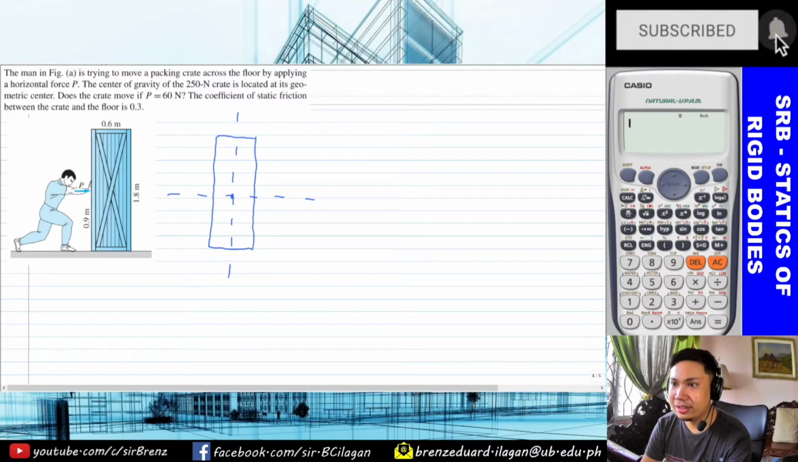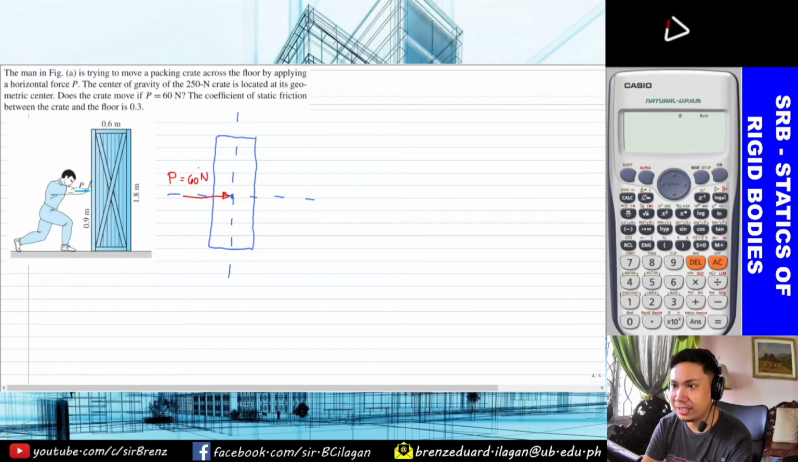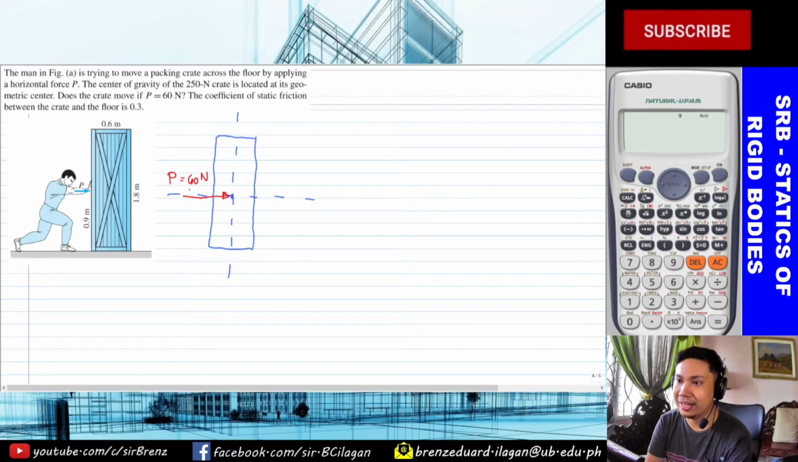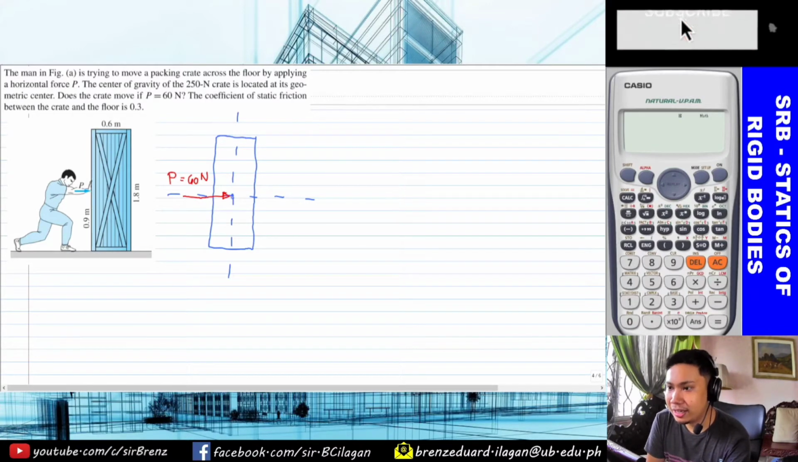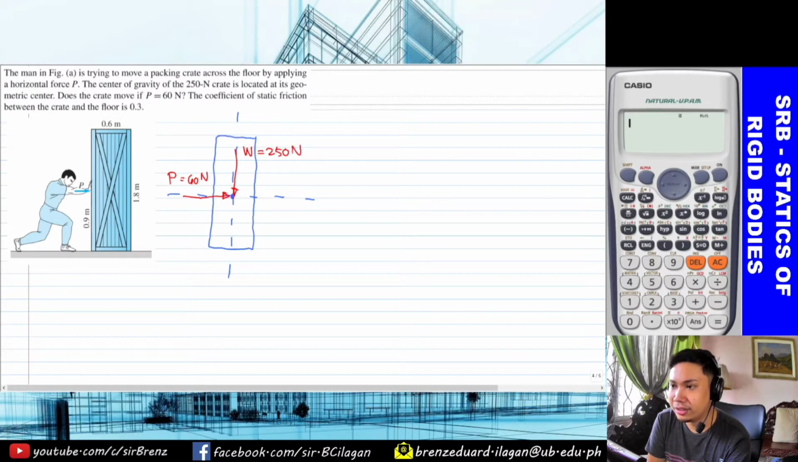So, meron ka ditong force P applied. Ito nga yung P natin. So, sinasabi dyan, yung P mo is equal to 60 Newton. So, ang tinatanong kasi dito is, ang crate na to ba ay gagalaw? Aside from that, meron ka ditong weight ng crate. So, again, that is equal to 250 Newton.